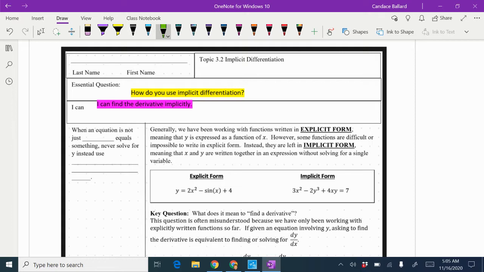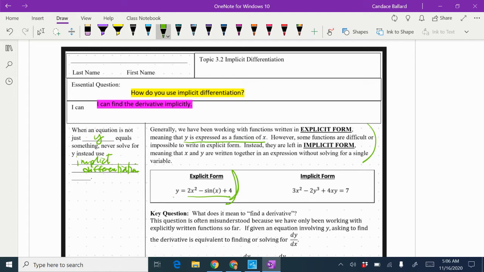So when the equation is not just y equals something, you never solve for y, instead use implicit differentiation. So let's read through what implicit and explicit are. Generally we have been working with functions written in explicit form, meaning that y is expressed as a function of x. So this right here is an example of explicit form where it's y equals something, and everything on the right side is in terms of x.